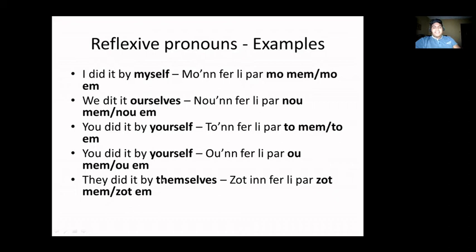Next example, they did it by themselves. In Mauritian Creole, it would be je t'ai fait pas je même, or je t'aime.